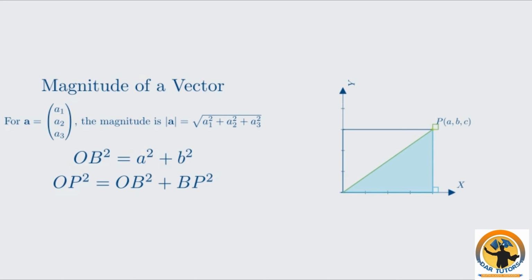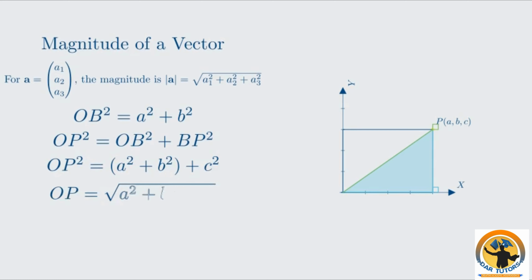Applying the Pythagorean theorem again, OP squared equals OB squared plus BP squared. Substituting our expression for OB squared, we get that OP squared is A squared plus B squared plus C squared. Taking the square root gives us the magnitude of the vector OP, which is the square root of A squared plus B squared plus C squared. This formula is crucial for many vector calculations.